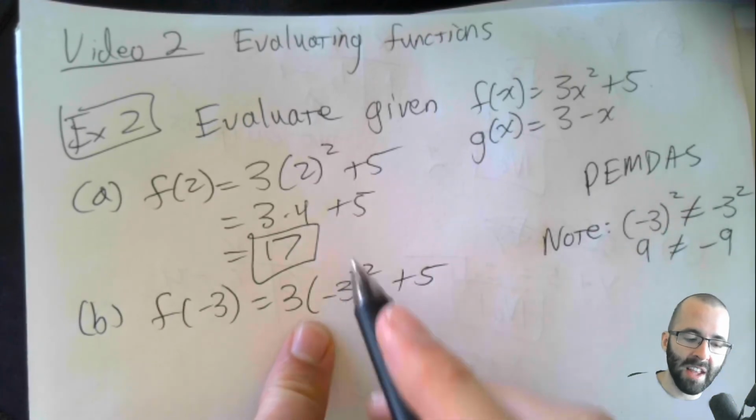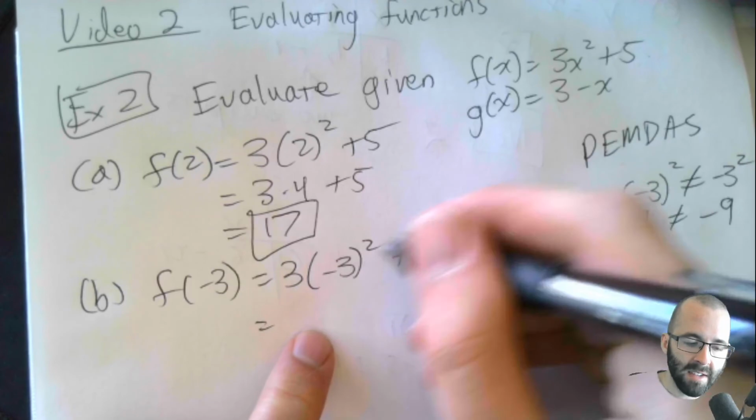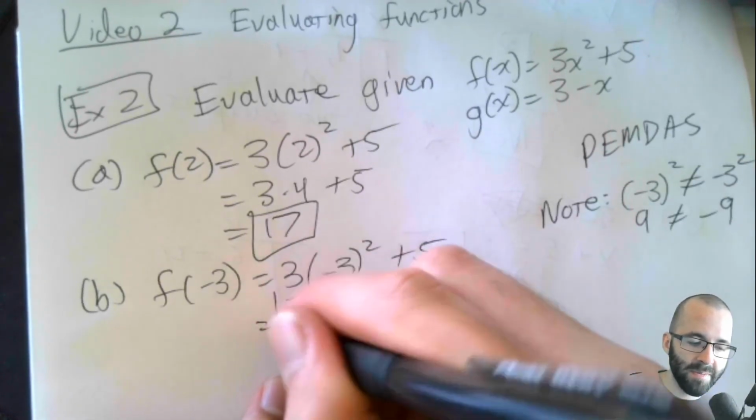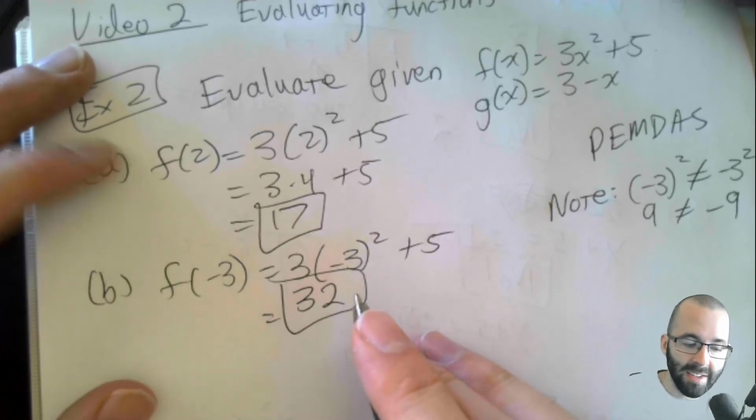So please watch out for that. Include your parentheses when you're using your calculator. And again, you're going to get 27 plus 5 or 32. You can plug that into your calculator and get that. Just make sure that you plug it in correctly.